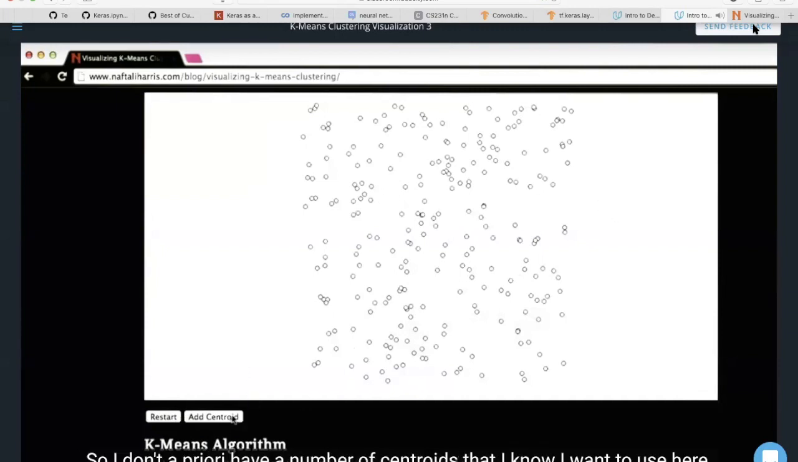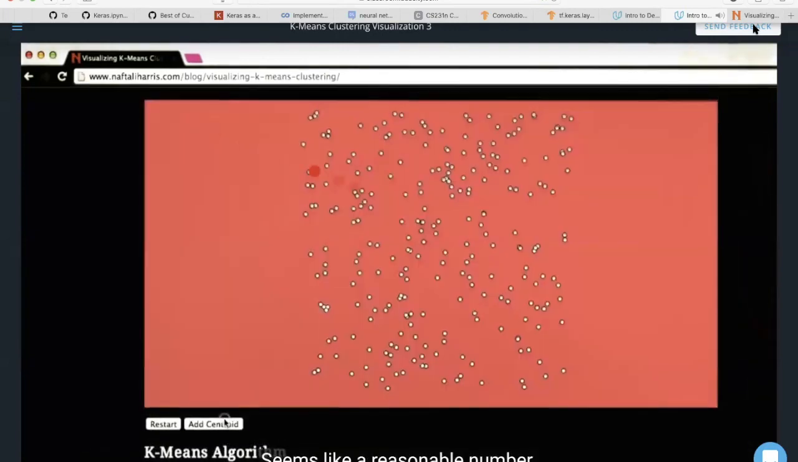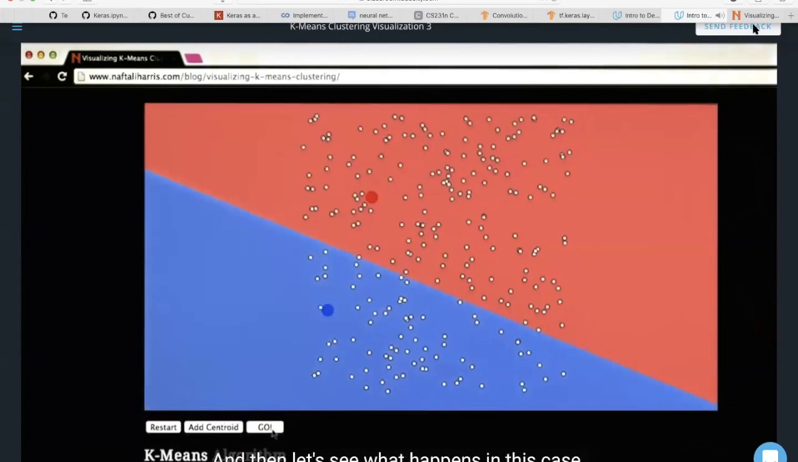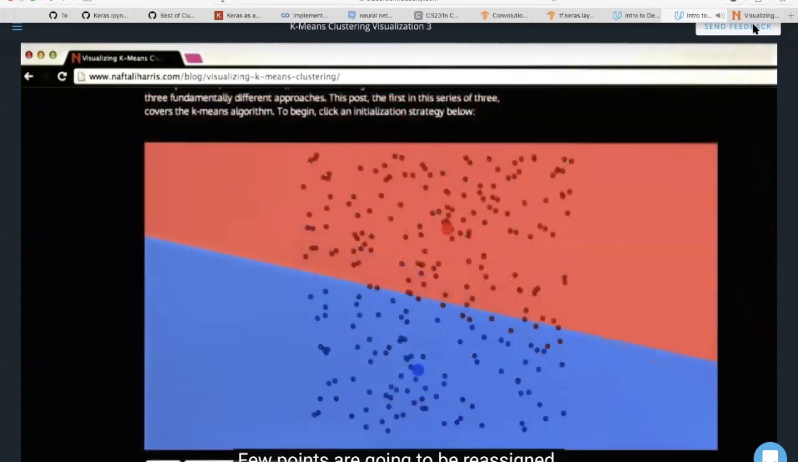So I don't a priori have a number of centroids that I know I want to use here, so I'll use 2. Seems like a reasonable number. 1, 2. And then let's see what happens in this case. A few points are going to be reassigned. Move the centroids. So you can see that there's a few more little adjustments here, but in the end, it basically ends up just splitting the data along this axis.